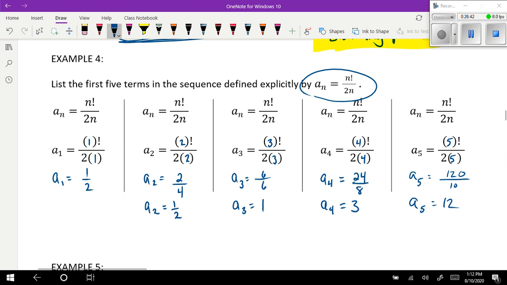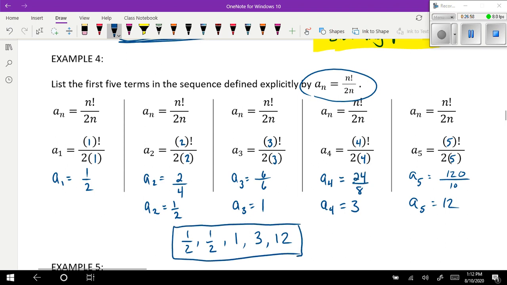And if I want to list these numbers in order, I have 1/2 as my first term, 1/2 as my second term, a 1 as my third term, a 3 as my fourth term, and a 12 as my fifth term. This particular sequence is a finite sequence, because it ends, it doesn't go forever. This would be a really hard sequence to turn around and try to write an explicit definition for.